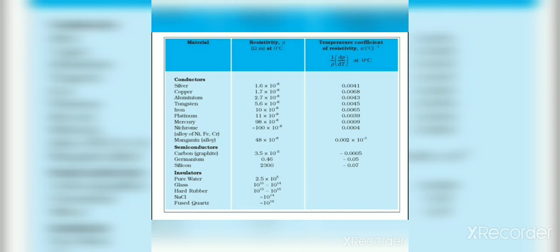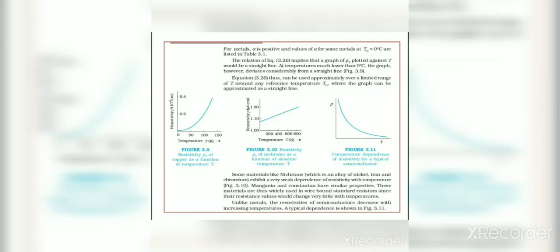In your textbook, you can see a table in which the resistivity and temperature coefficient of resistivity of conductors, semiconductors, and insulators are shown. From the table, we can analyze that the temperature coefficient of resistivity of semiconductors is negative. For metals, temperature coefficient of resistivity alpha is positive.